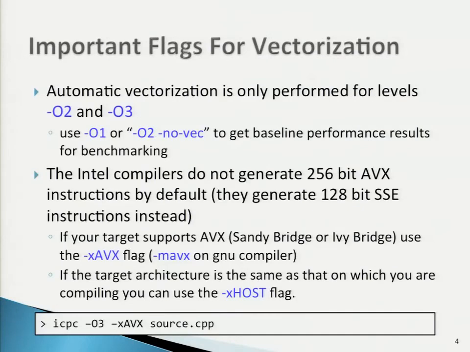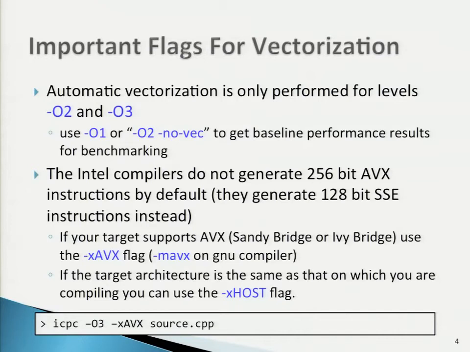So just to start off with, we saw before in the tutorial exercise that the Intel compiler will automatically vectorize with -O2 or -O3. If you don't want vectorization, you can compile at the -O1 optimization level, or you can pass -O2 -no-vec. This might be useful if you're investigating your code to see whether you're actually getting any speedup from vectorization. It can be very useful to turn vectorization off to see what difference that makes.